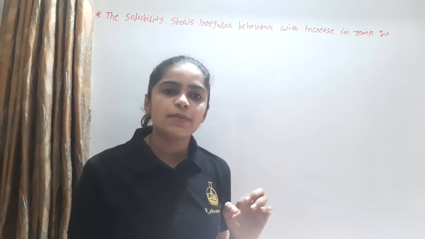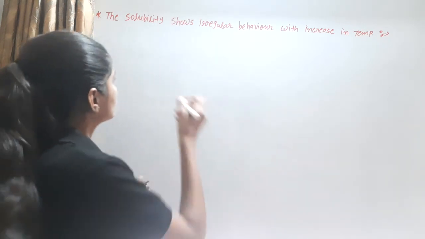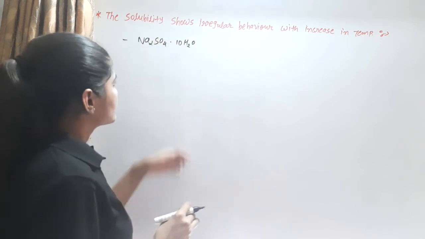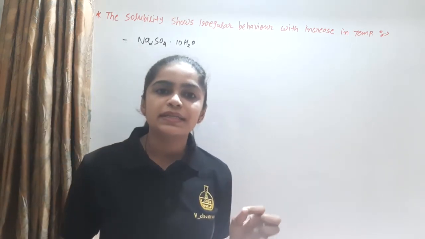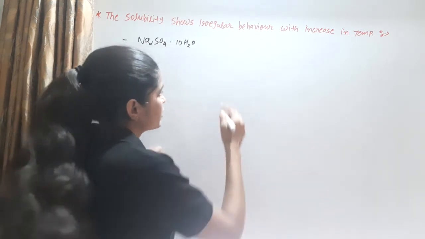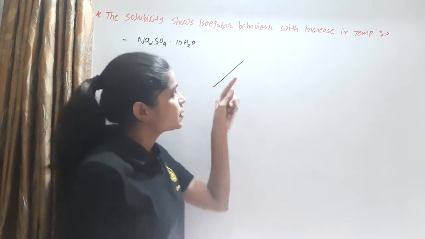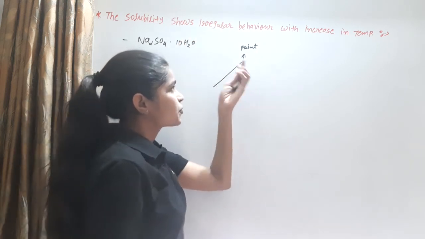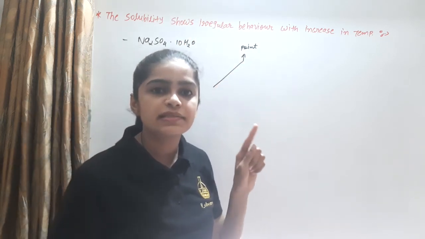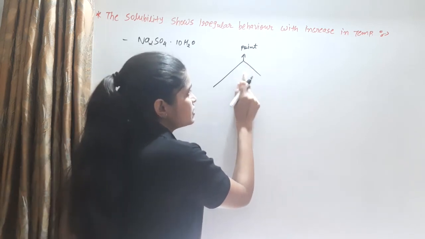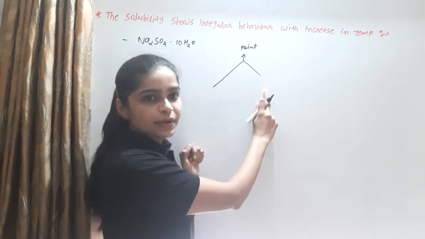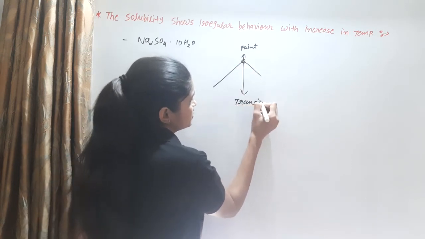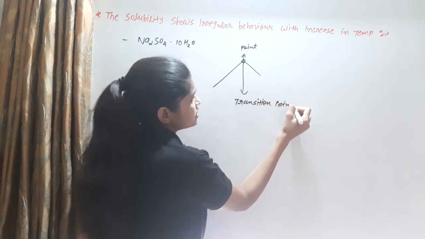Consider the example sodium sulfate decahydrate. In this type of example, first the solubility increases with temperature. At a certain point, then it decreases the solubility with increase in temperature. So this point is known as the transition point. Why is this known as the transition point?